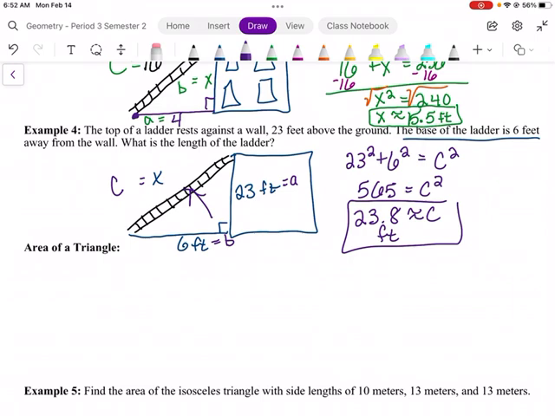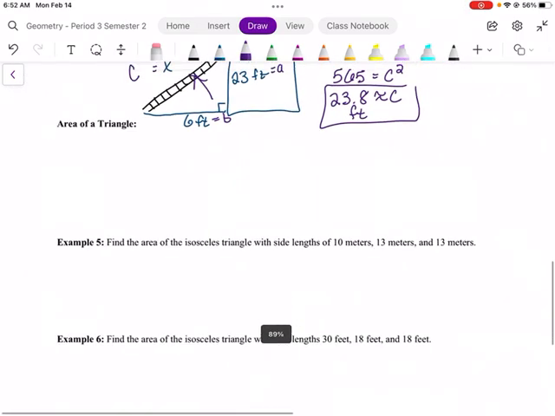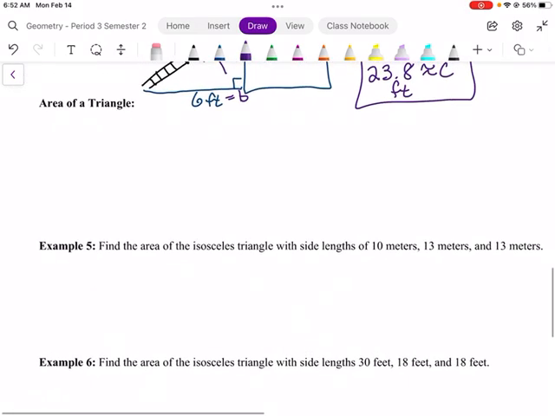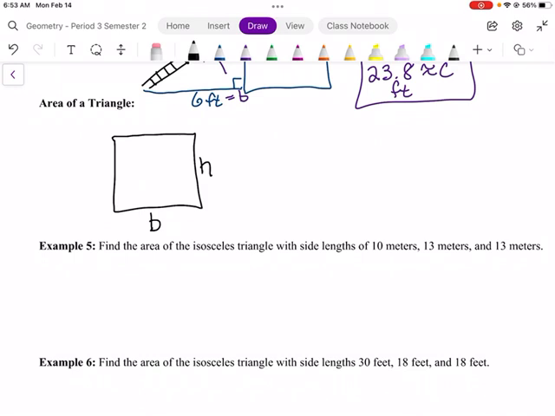Okay. The last thing we're going to go over is area of a triangle. So area of a triangle, we can get from looking at the area of a square or a rectangle. So to find the area of a rectangle, we take the base times the height. In a square, both of those numbers are the same. In a rectangle, they don't have to be. If we were to cut that in half, you'll notice that we have a triangle.